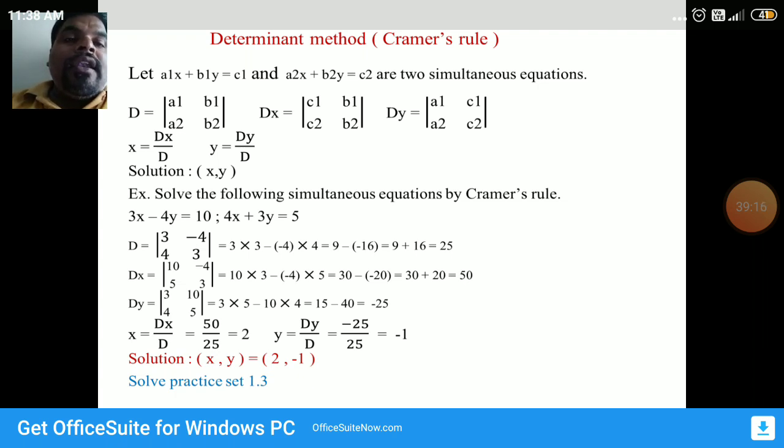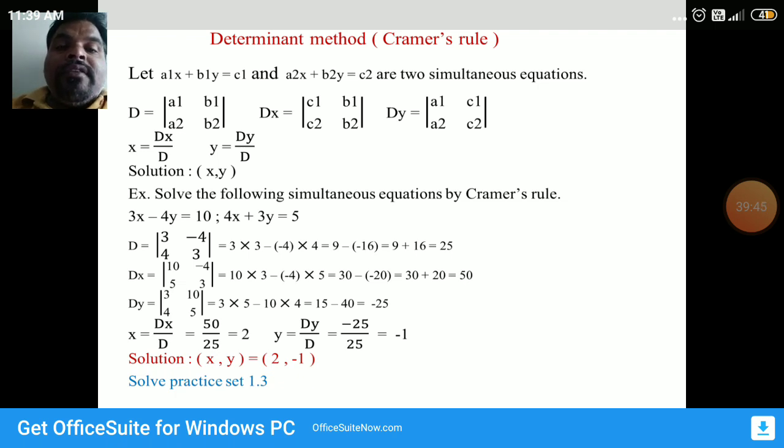Here you write the constants c1 c2. Then using the formula x is equal to Dx upon D, you find the value of x, and y is equal to Dy upon D, you find the value of y, and the solution of this equation is x comma y. Now we take an example. Solve the following simultaneous equations by Cramer's rule.